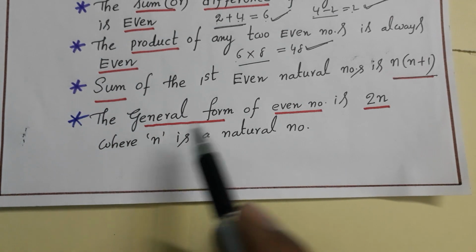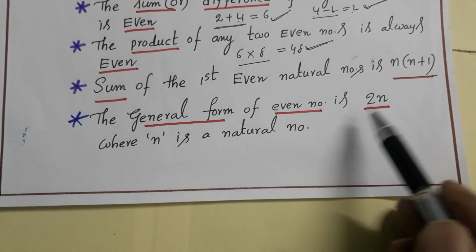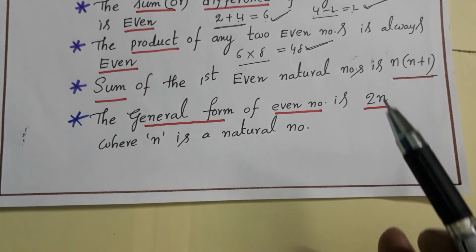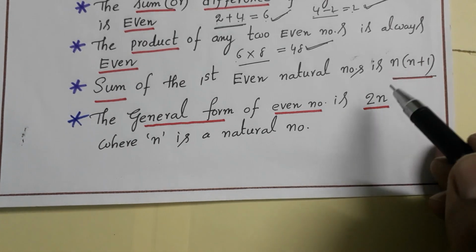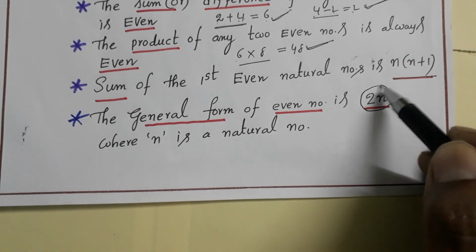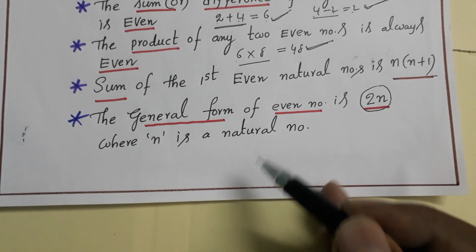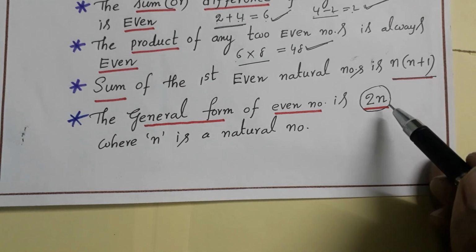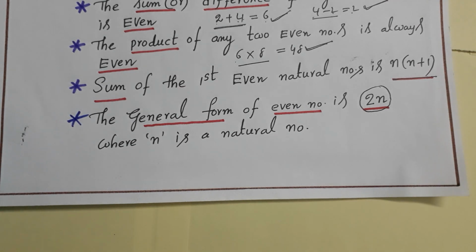Next property. The general form of an even number is 2n, where n is a natural number. That means every even number is in the form of 2n, where this n is a natural number. That means for n, if you give any natural number, 2n becomes an even number.